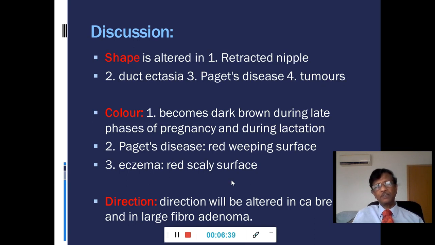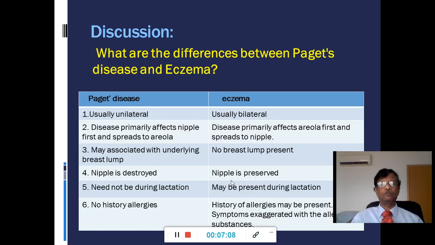Normally, the direction of the nipple is downwards, forwards and laterally, to breastfeed the babe in the arms. So that direction will be altered in carcinoma breast and large fibroadenomas.